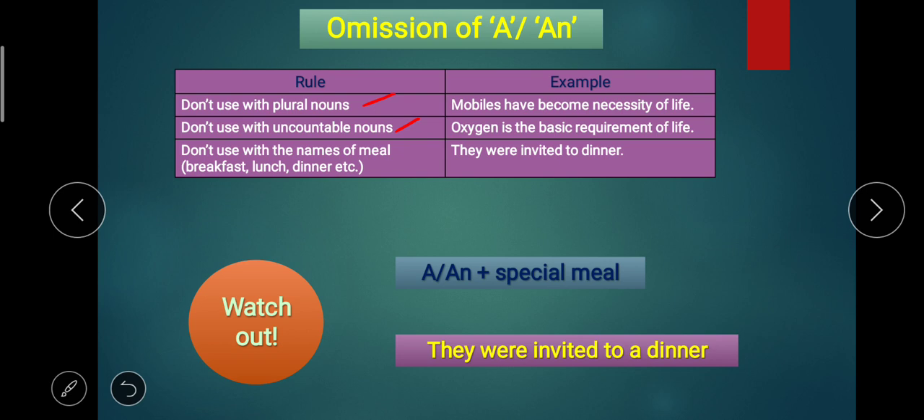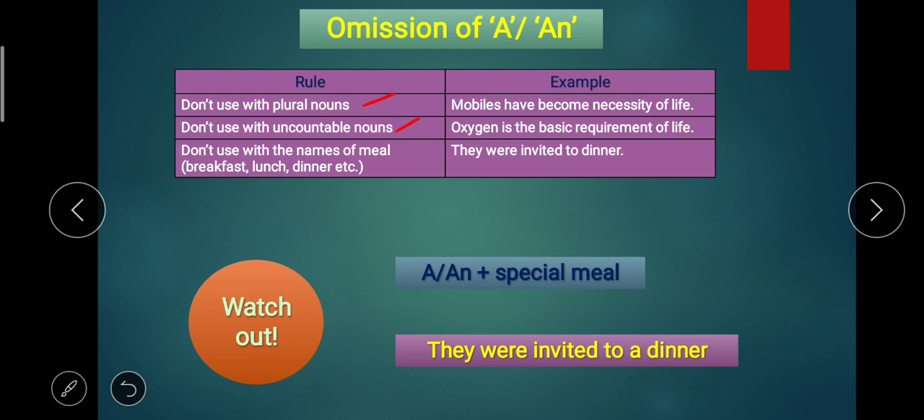We don't use a or an with water or milk; it's wrong. The same goes for gases, metals, grains and cereals. All these are non-countable nouns. That's why we don't use a or an before them. Oxygen is the basic requirement of life. We don't say an oxygen is basic. That will be wrong.